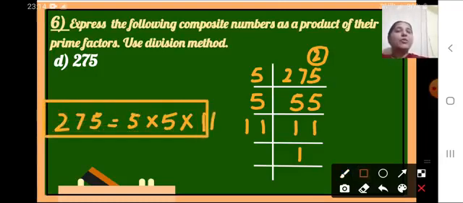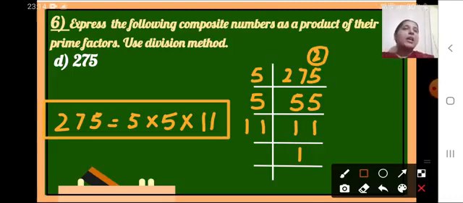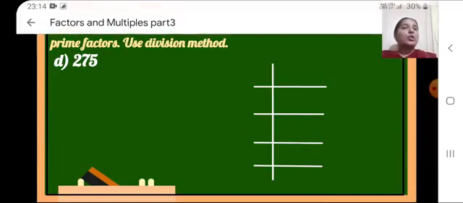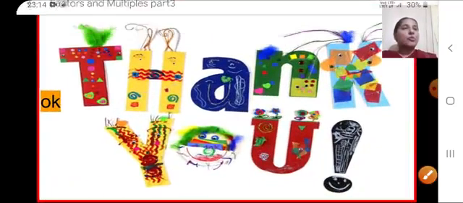Okay, so in this way, children, we write any composite number as the product of its prime factors using the division method. Okay, children, you will write all these questions in your notebook.